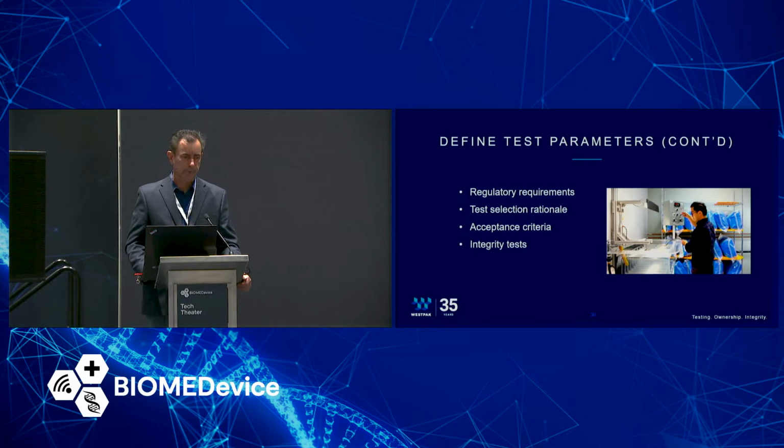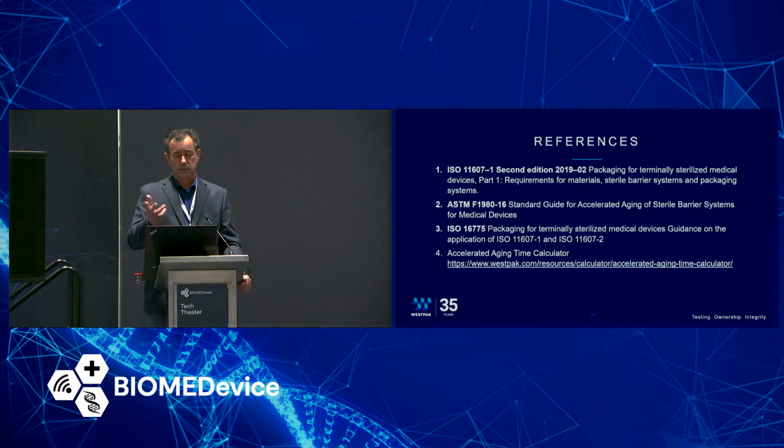So I'd like to leave you with a few references. ISO 11607 is the guidance document for terminally sterilized devices. That's where this all starts. Then there's F1980, which we talked about here today. And then ISO 16775. I'm not sure how familiar people are with that document, but that is the guidance document on how to apply ISO 11607. And it also has verbiage in alignment with F1980.